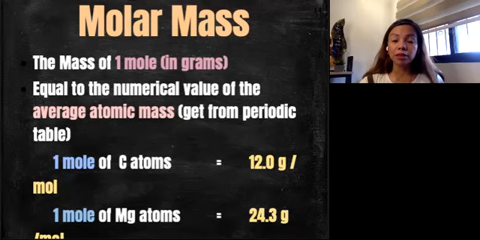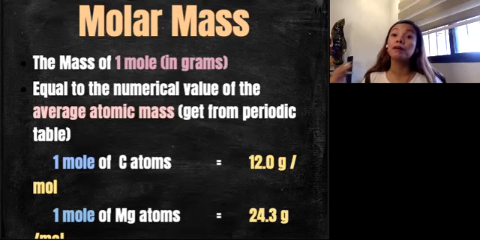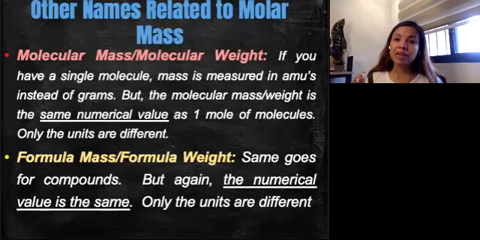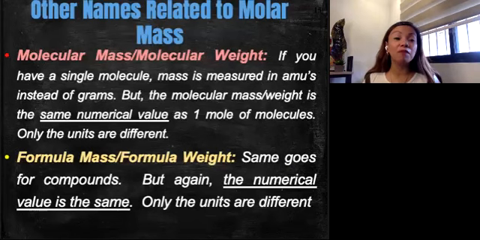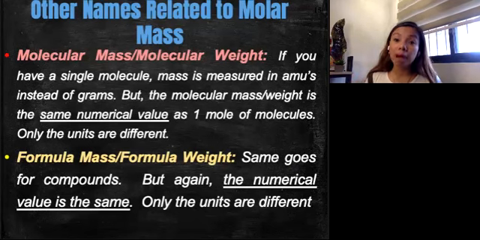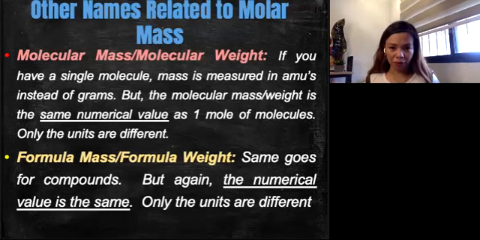Now, what are other names? In some books, they are using other names instead of molar mass. This is very related to molecular mass or molecular weight. Specifically, molecular mass and molecular weight are for molecules, molecular compounds, or covalent compounds. For formula mass and formula weight, same goes for compounds, but to be specific, that is for ionic compounds.